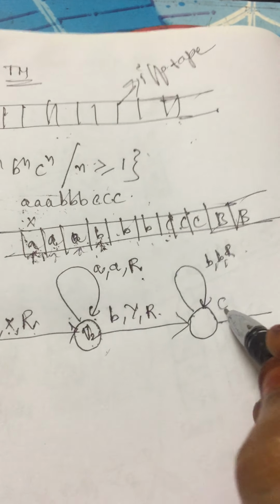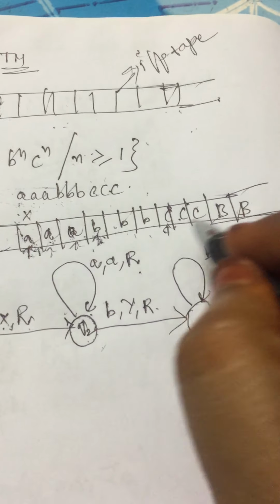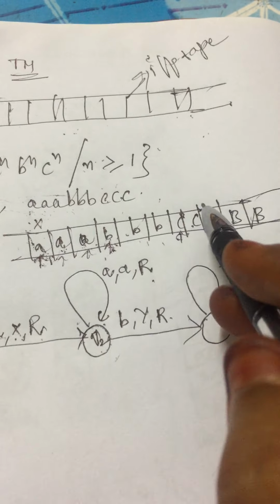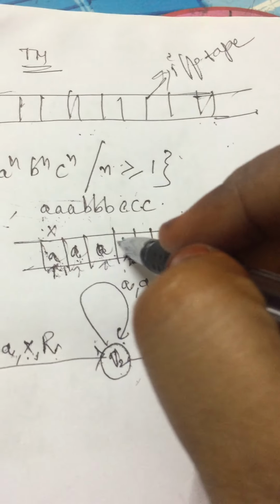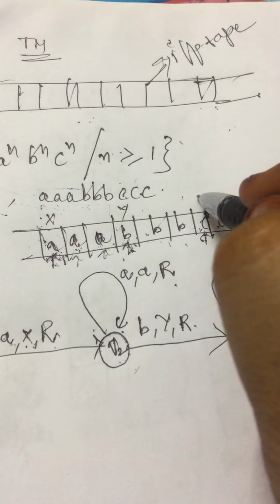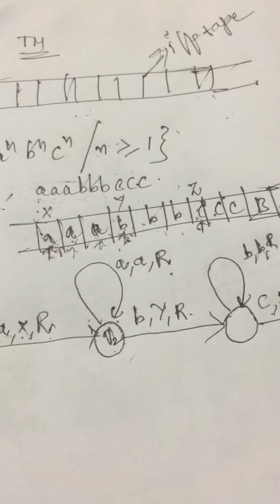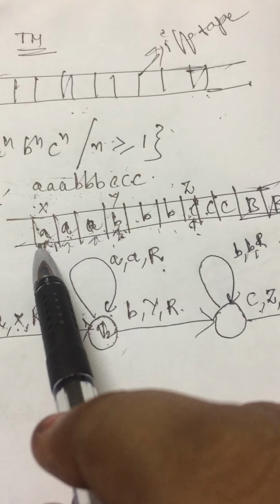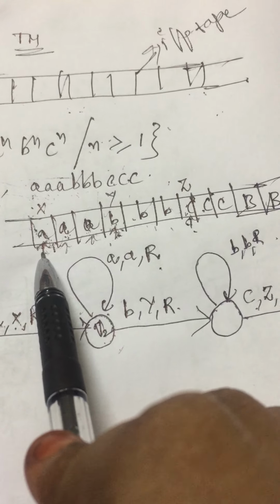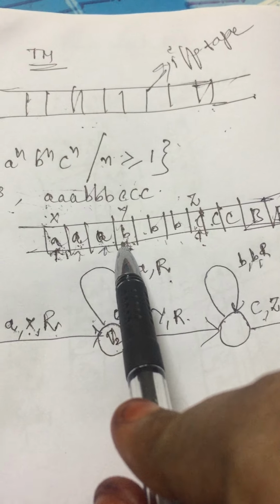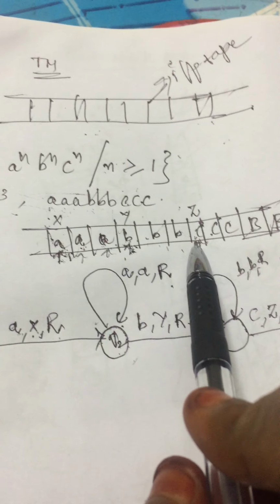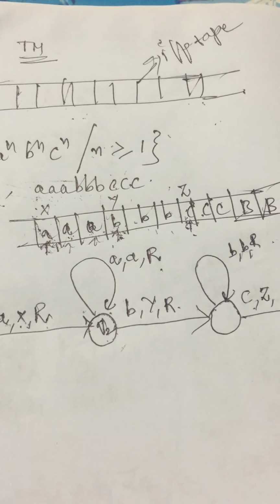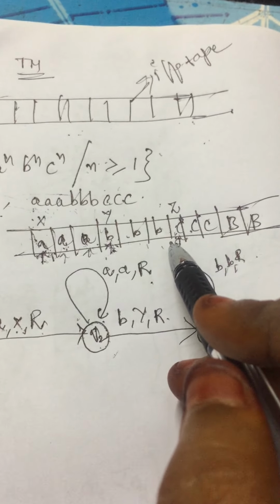Now when you are obtaining this C, the header will be here. This C will be rewritten as some Z variable. And now after writing C to Z, to which direction do we have to move? For a single A, we had written a single B and a single C. Now after converting this single A, single B, single C, to which direction do we have to move?